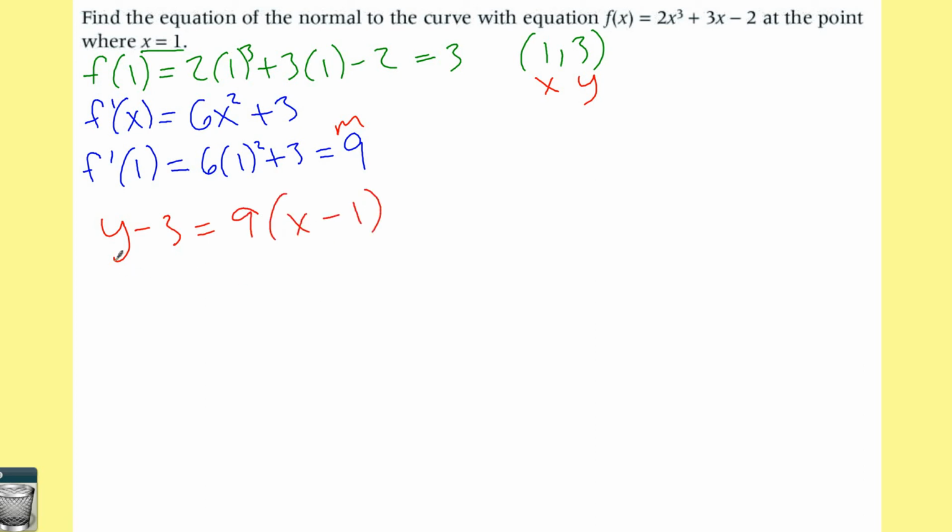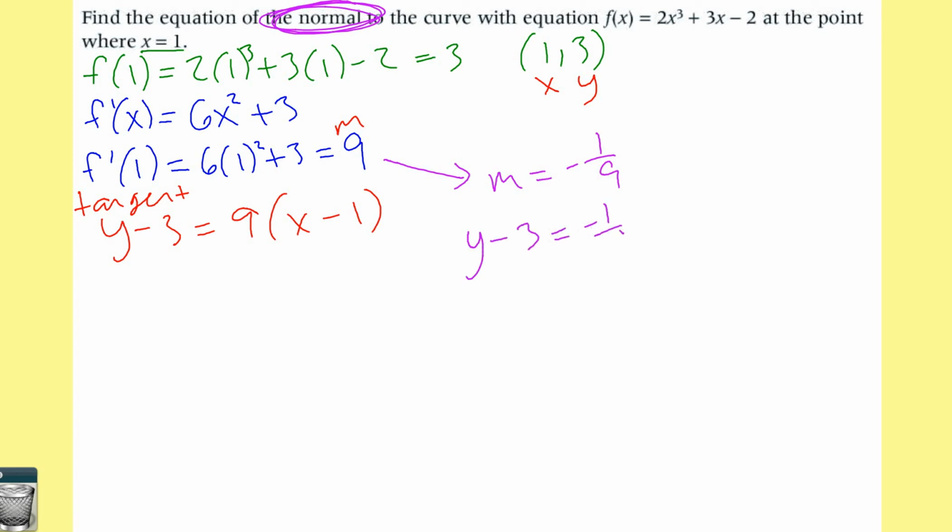Oh wait, I'm sorry. That was for the tangent. But we wanted to find the normal. So for the normal, we take that original slope and we change it. We do the opposite reciprocal. So now our equation should be y minus 3 equals negative 1/9 times (x minus 1). We're still using the same point, but now our slope is the opposite reciprocal. So don't do the tangent line if it's asking for the normal, like I almost did.